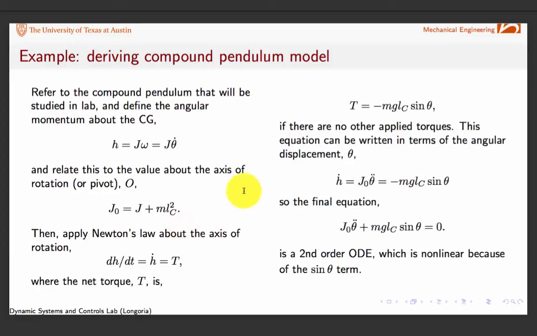Applying Newton's law and understanding, well, how does nonlinearity arise because of motion? And you can see this sine function here is a form of a nonlinearity due to the angular motion of the pendulum. So these are some of the basic ways that we introduce some of these important topics that you'll see in 344 as well.